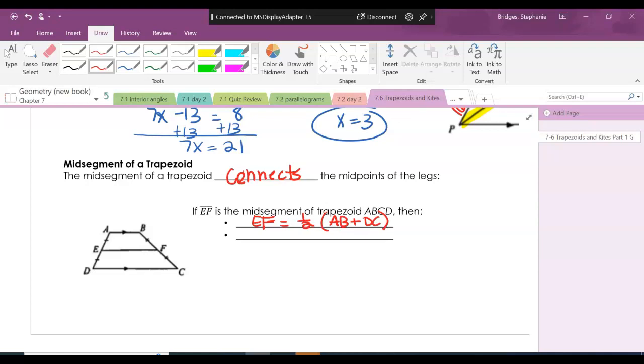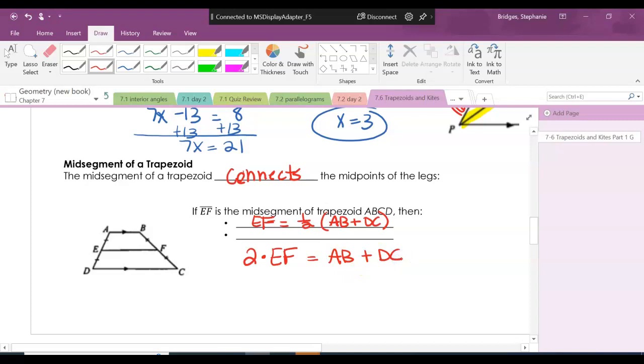However, how many of us like fractions? None of us, right? So another way, a better way that we can look at this formula, and I will give you this formula for the quiz, you don't have to remember it, is doing it a different way. I'm going to write it below because I don't have enough room. It is 2 times the length of my mid segment equals my two bases added together.